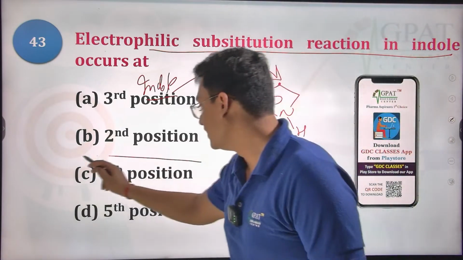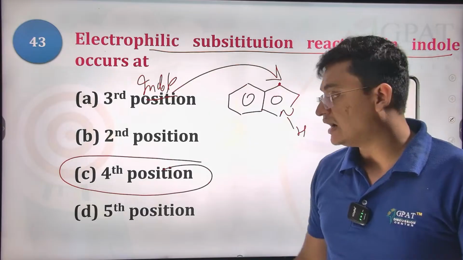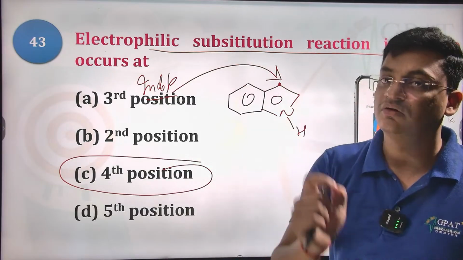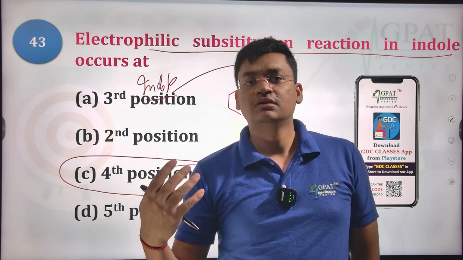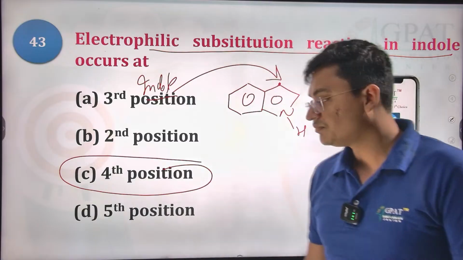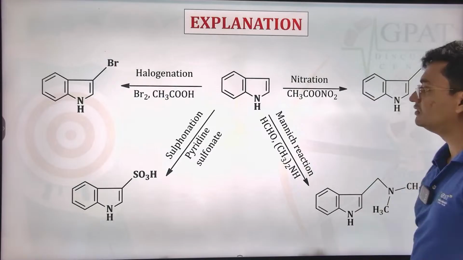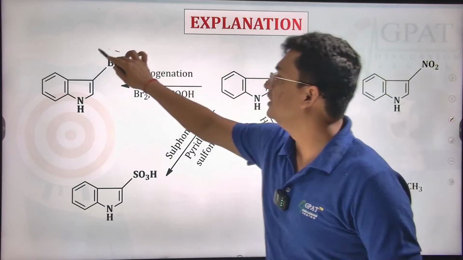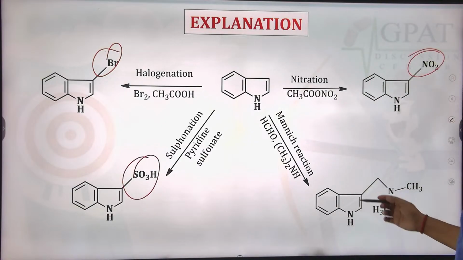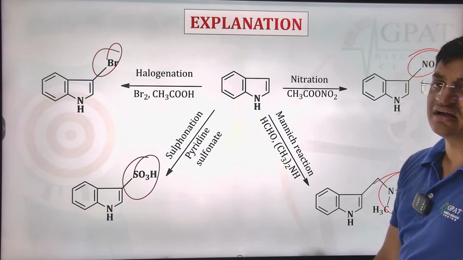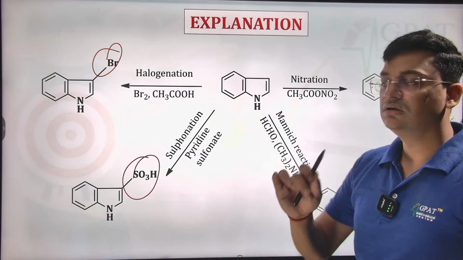Now tell me, electrophilic substitution reaction at the fourth position is possible in what kind of compounds? I can give you a hint, it's a 5-member ring with 2 heteroatoms. So for the indole, it will be A, that is the third position. So you can see bromination, sulfonation, nitration, Mannich reaction, Vilsmeier-Haack reaction, Reimer-Tiemann reaction, all of these are possible at the third position.